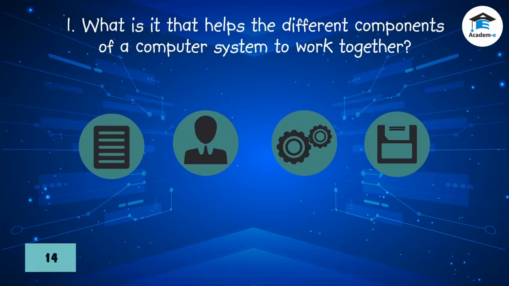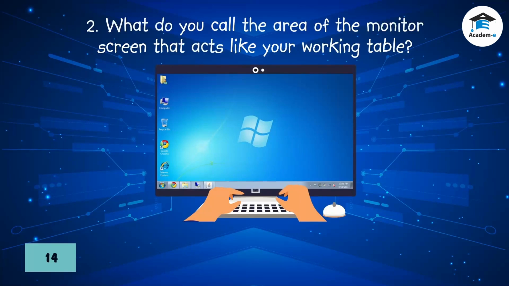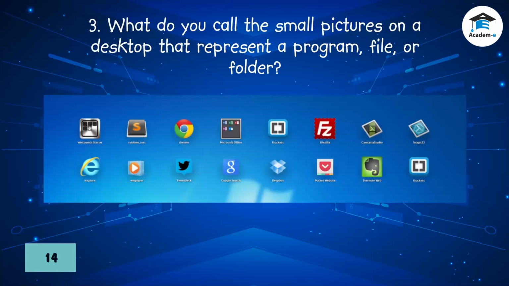One. What is it that helps the different components of a computer system to work together? Operating system. 2. What do you call the area of the monitor screen that acts like your working table? Desktop. 3. What do you call the small pictures on a desktop that represent a program, file, or folder? Icon.